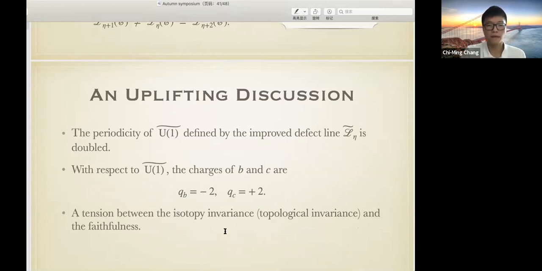So L tilde can be considered as the symmetry operator only when we have this quantization for the charge for B and C, right. So in other words, you can find an element in L tilde that does not act on any local operators. So that means that L tilde is not a faithful line. Right.